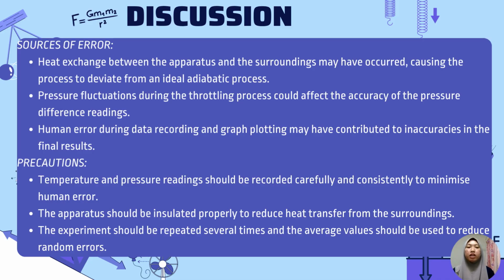To improve the experiment, the temperature and pressure readings should be taken carefully and consistently. The apparatus should also be properly insulated to reduce heat transfer from the surroundings. In addition, the experiment should be repeated several times and the average value should be used to reduce random errors.